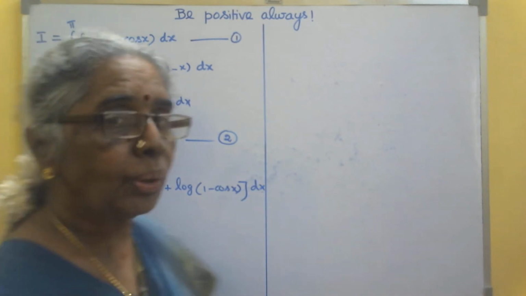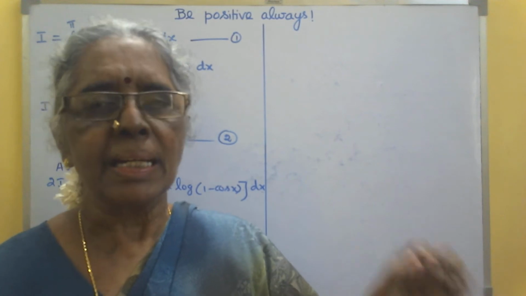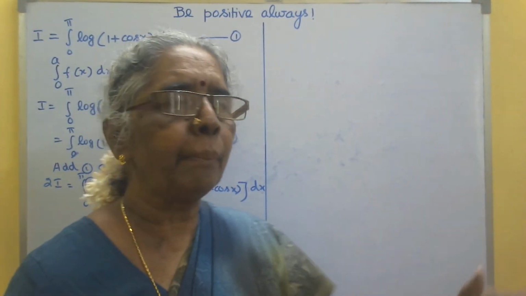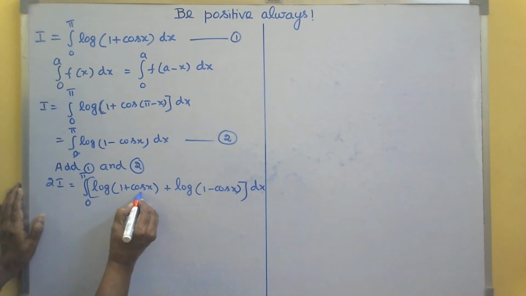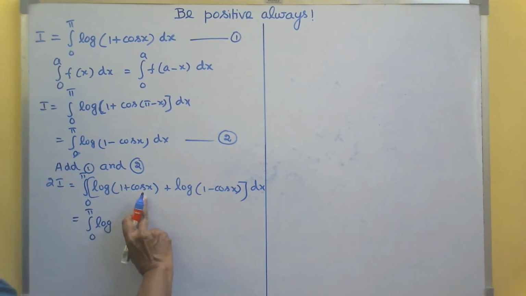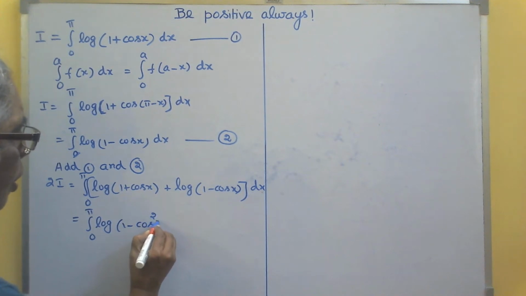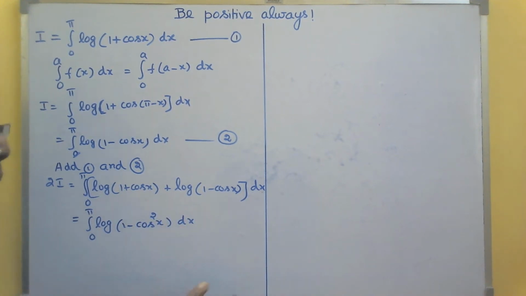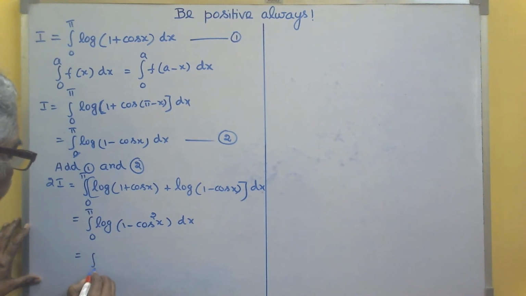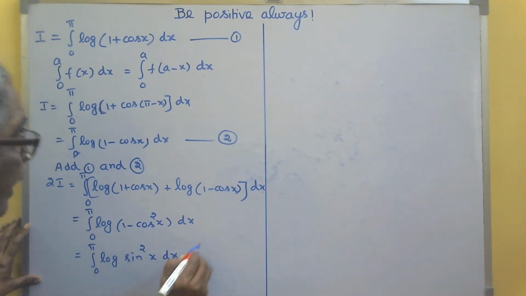Now you have to remember some log rules. You know log a plus log b is equal to log ab. So this is log a, this is log b, and I will get integral 0 to pi log of 1 plus cos x into 1 minus cos x, which is 1 minus cos squared x dx. You know 1 minus cos squared x is nothing but sin squared x. So I will get log sin squared x dx.